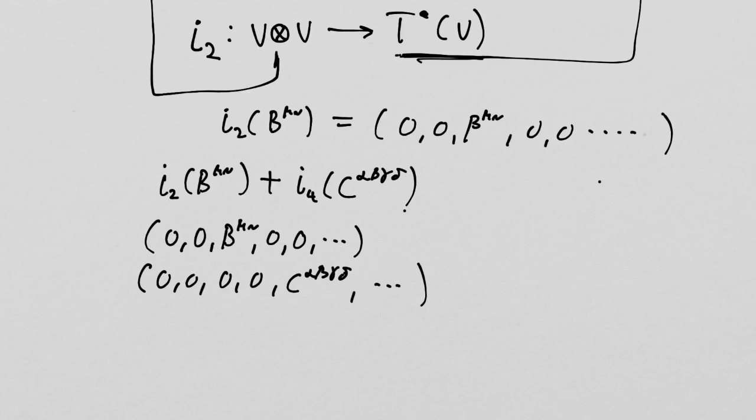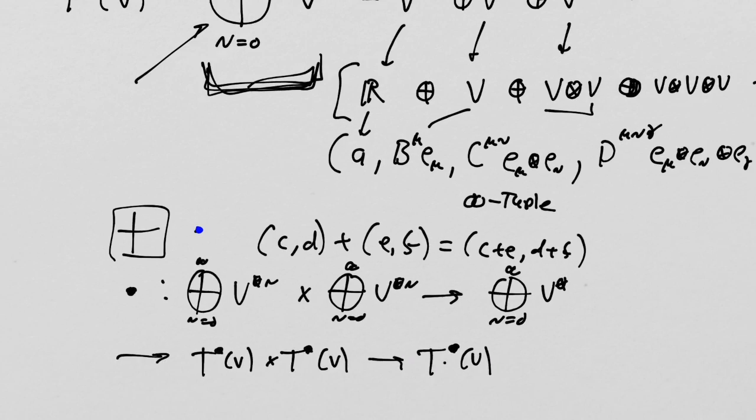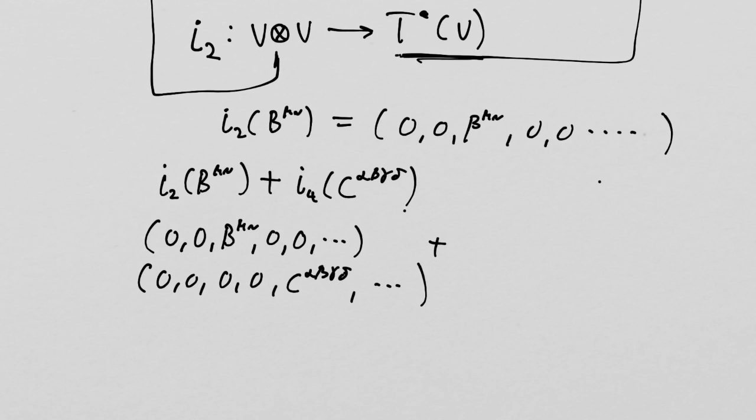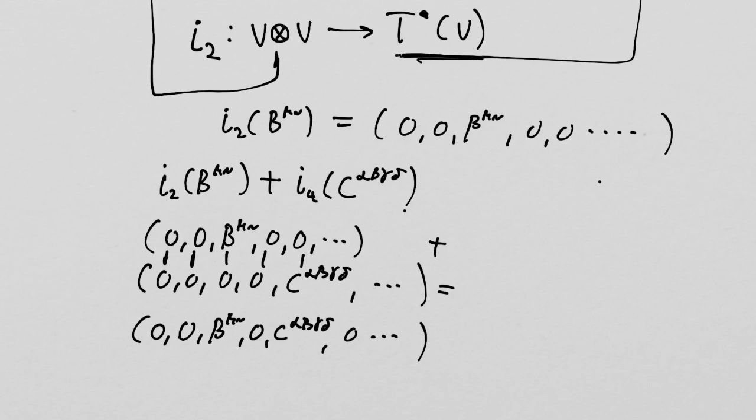And what's that going to be? When I add those two together, I'm using this rule here, which I did in a simplified version with just two elements, but I use that rule extended to this infinite tuple, and I get, of course, the obvious answer. I add these terms this way, I add these terms this way. I get 0, 0, b mu nu, 0, c alpha, beta, gamma, delta, 0 forever. So this addition property here is the addition property of the vector space TV.